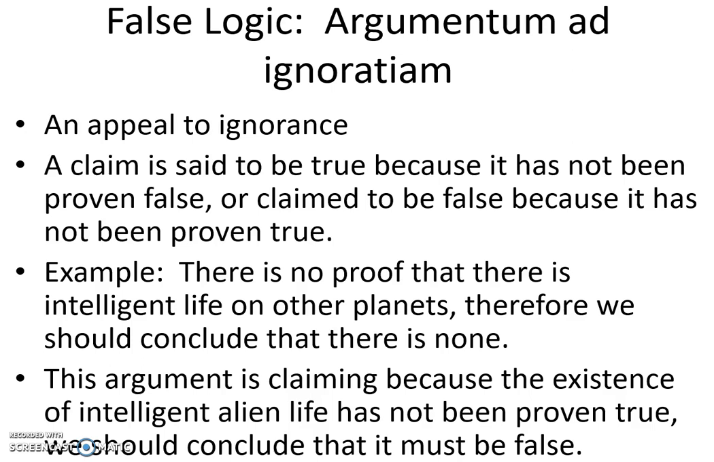The classic example of this is people who say that because there has not been proof that there's intelligent life on other planets, we should conclude that there is none. In actuality, the fact that there's not proof that there is or isn't means that we should probably conclude that we don't know.